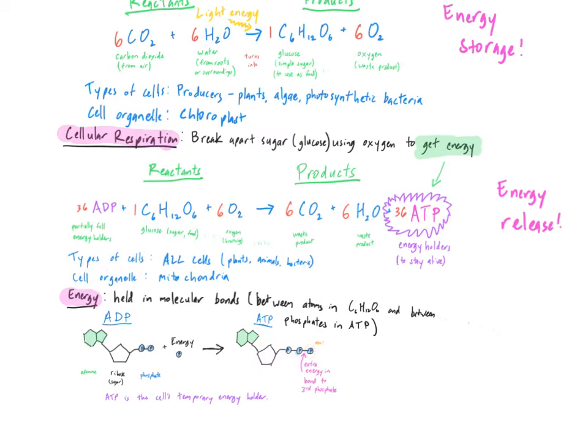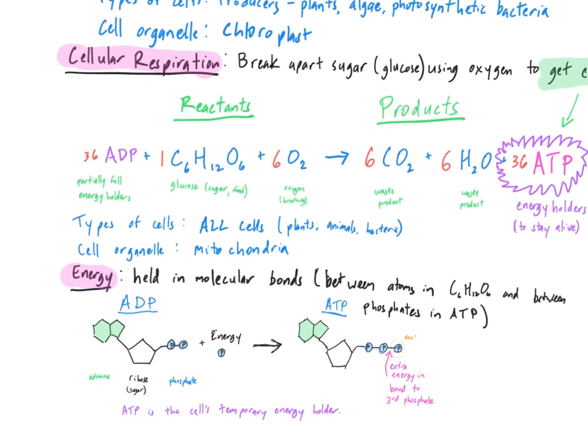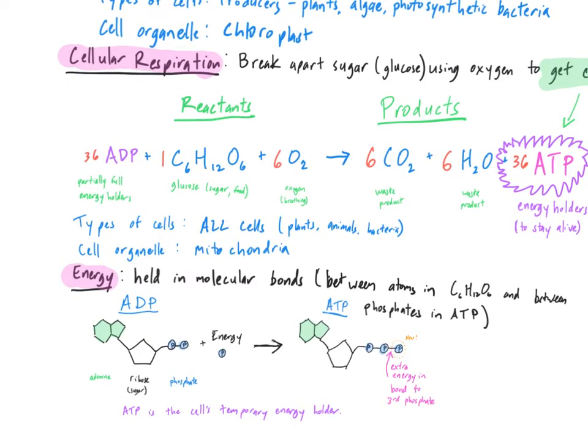All right, so which types of cells do cellular respiration? Since it is necessary to stay alive, all cells have to do cellular respiration. It's not just things that breathe. Every single cell, plant cells, animal cells, bacteria cells, all need to stay alive. So all cells are going to do cellular respiration.